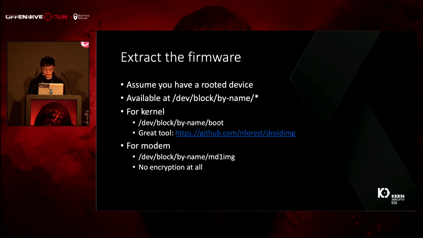Okay, let's talk about how to get the firmware. So I assume you already have root permission on the target Android phone. The firmware is available at the directory dev block by name. In this place, you can get most of the things you need. For the kernel, the name is boot, and I recommend this great tool to you, which is developed by our colleagues. It can help you load the vmlinux image in IDA Pro. Then for the modem, the name is MD1 image. At least on our phone, the firmware has no encryption at all.